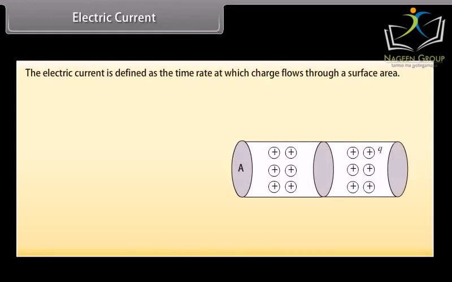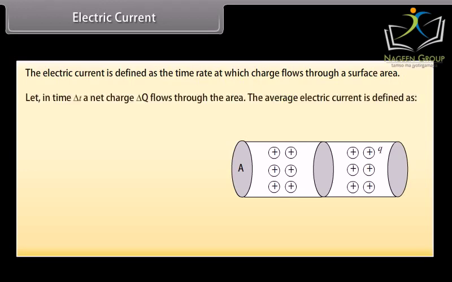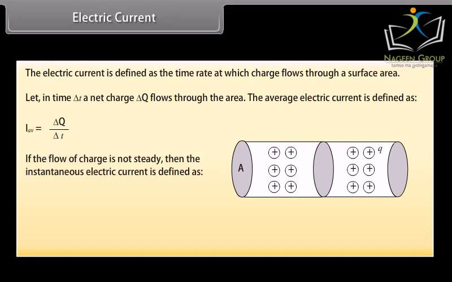Electric current. The electric current is defined as the time rate at which charge flows through a surface area. Let in time delta t, a net charge delta q flow through the area. The average electric current is given by delta q upon delta t. If the flow of charge is not steady, then the instantaneous electric current is given by dq upon dt.